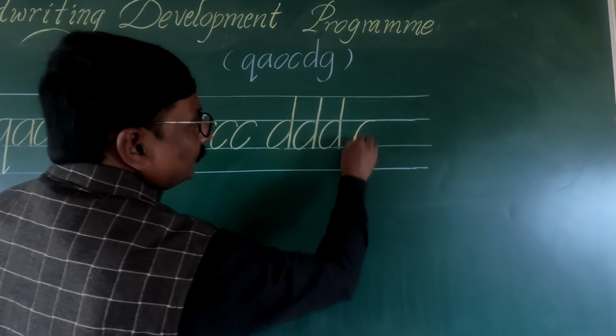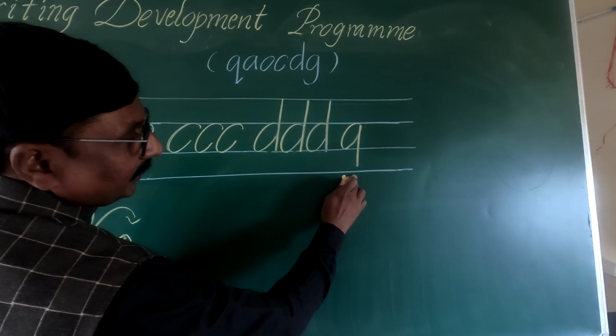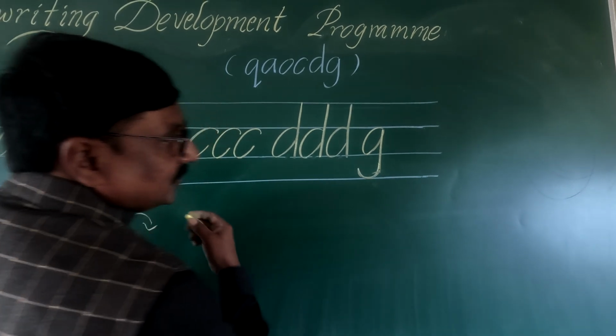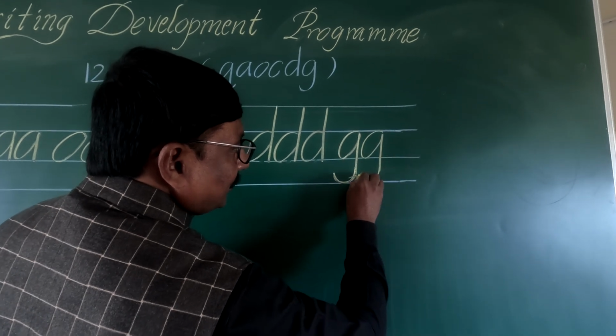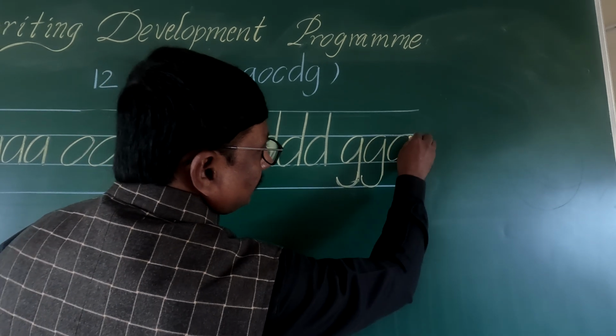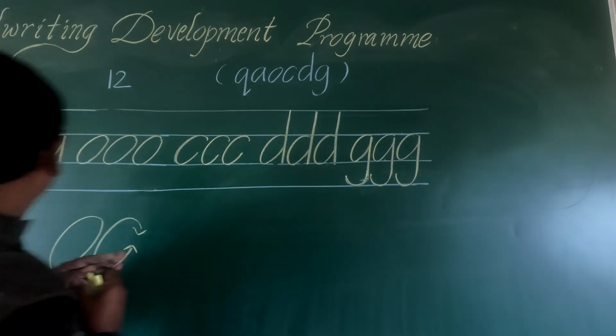And I am writing Q up to here, not touching the fourth line, lower line. And here I am giving a U-shaped turn. G. First you write just like a line and give a U-shaped turn at the four line. Here also triangular shape gap.